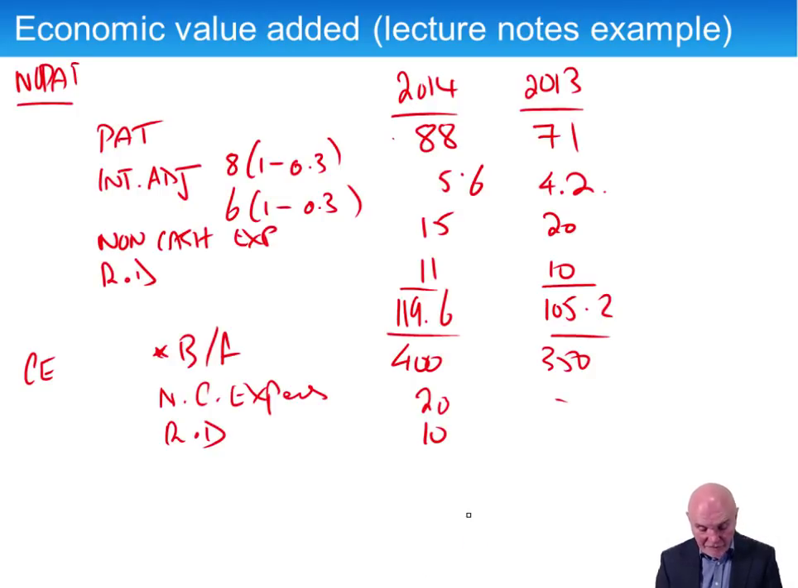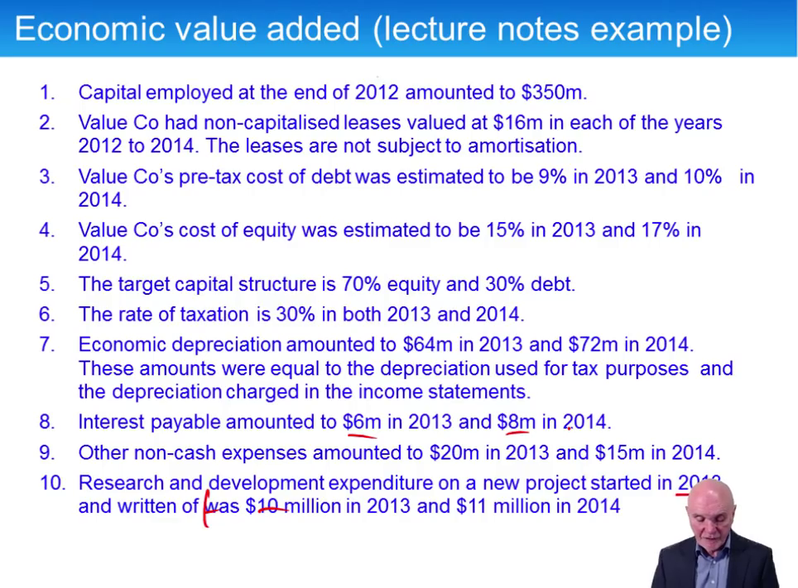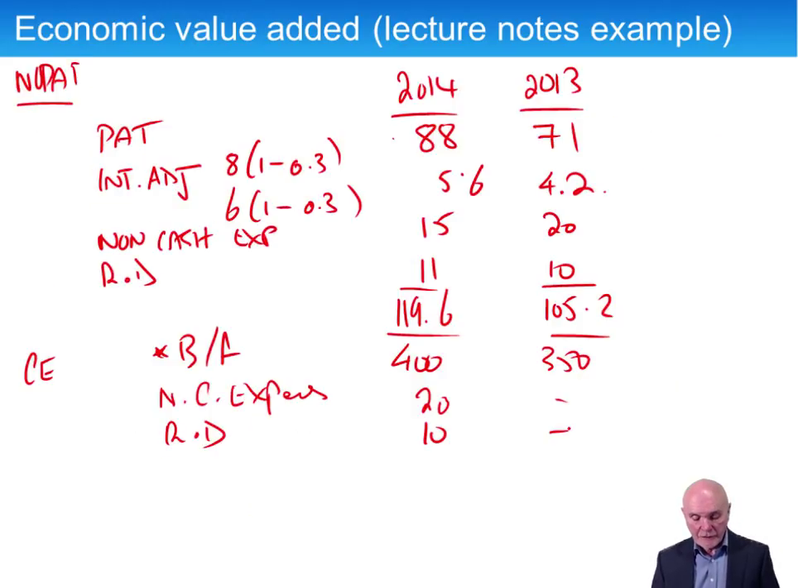And there's definitely nothing in there because the project started in 2013. And finally, we have some information about non-capitalized leases in here. 16 million in each of the years, 2012 to 2014. If they had always been brought in, then we'd have another 16 million in each of those.